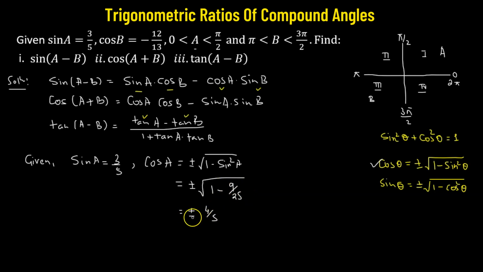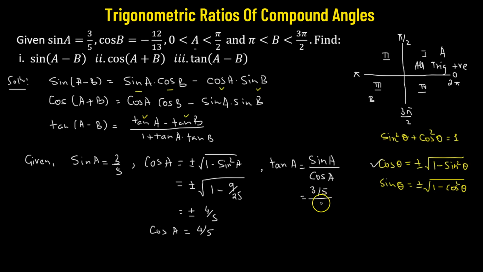It could take either a positive value or a negative value, but it's been mentioned that our angle A lies in the first quadrant where all trigonometric functions are positive. Since all trig functions are positive, cosine of A is going to give us a positive value, which is positive 4 over 5. Now that we have the value of sine A as well as cosine of A, let's also find out the value of tangent of A. Tangent of A is the ratio of the sine function to the cosine function. Sine of A has a value 3 over 5, and cosine of A we found to be positive 4 over 5. So this equals 3 over 4.